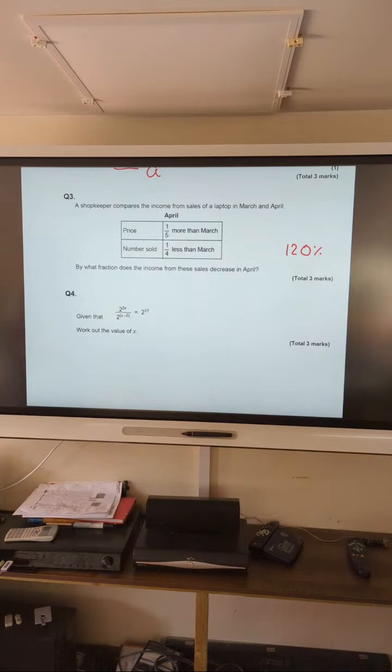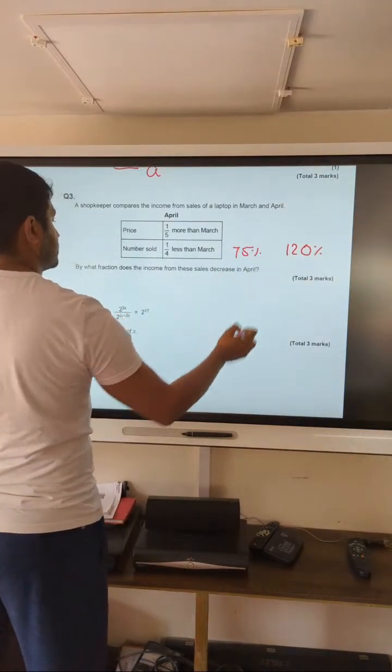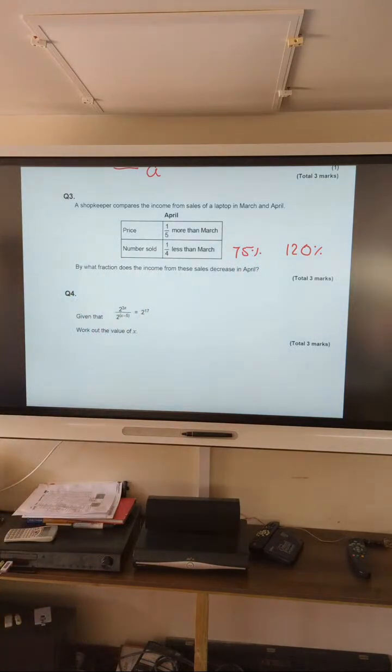But the number sold is 1/4 less than March, so the number sold is 75%. So the amount of income you make is basically 75% times 120%.